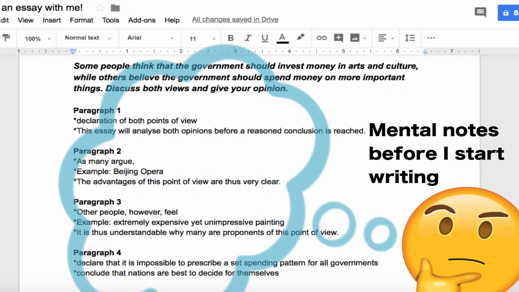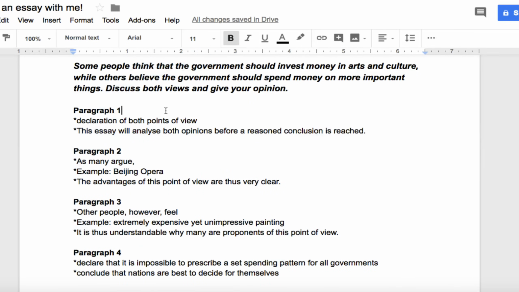You can see below a few notes I quickly made to myself after reading the question to help prompt me as I write this essay out. So firstly, like all IELTS essays, the response is very likely going to be 4 paragraphs in length. So we can already be prepared for that.